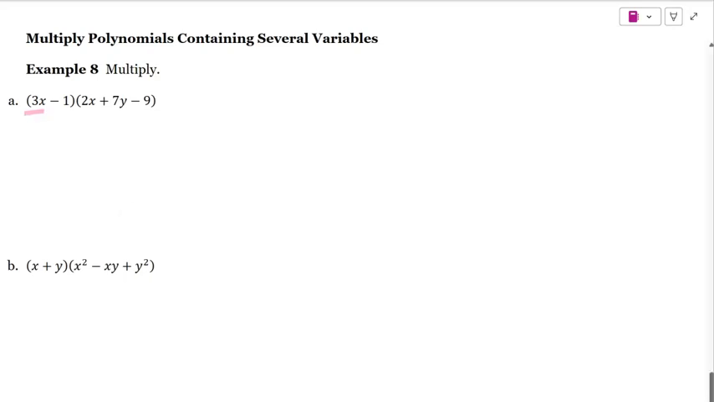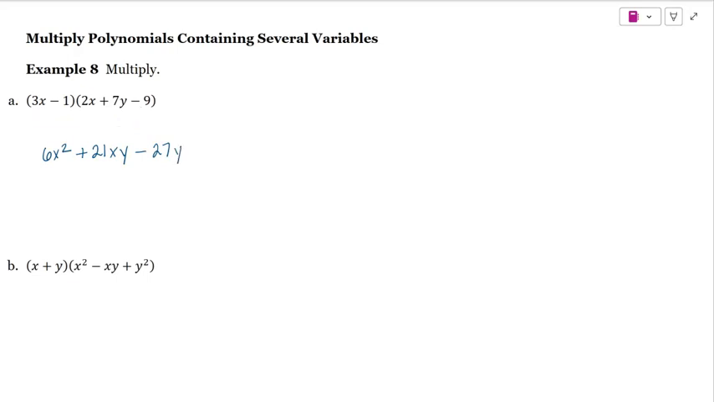I'm going to start with this 3x and I'm going to distribute it to each term in the second polynomial one by one. 3x times 2x is 6x squared. Then we'll move on to the second term there. I've got 3x times 7y. I don't have variables that match up, so I'll just multiply the 3 times the 7, which is 21, and then I've got an x and a y sitting there. Moving on to the third term, 3x times a negative 9 is minus 27x.